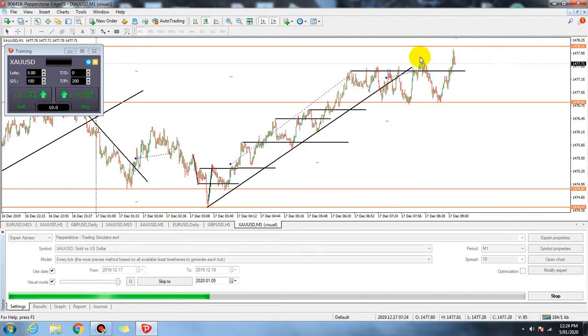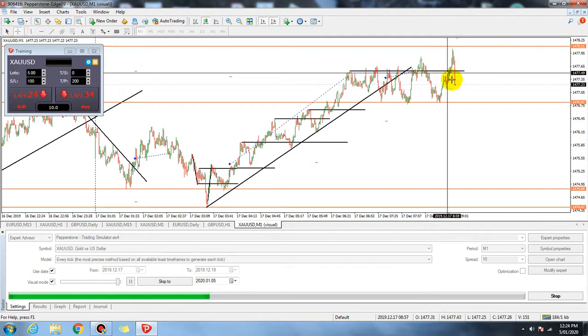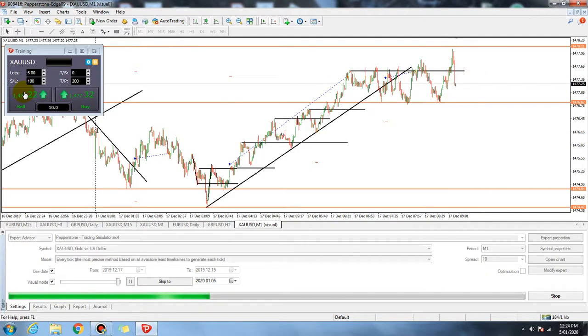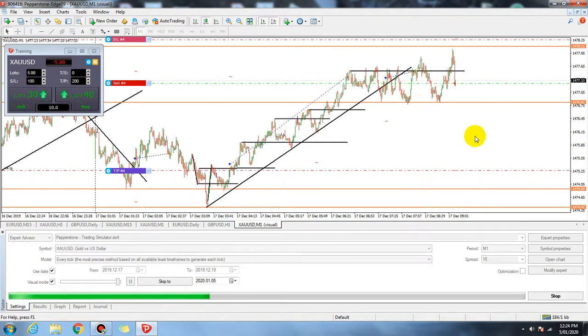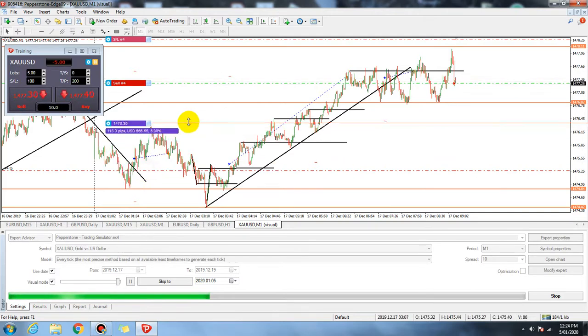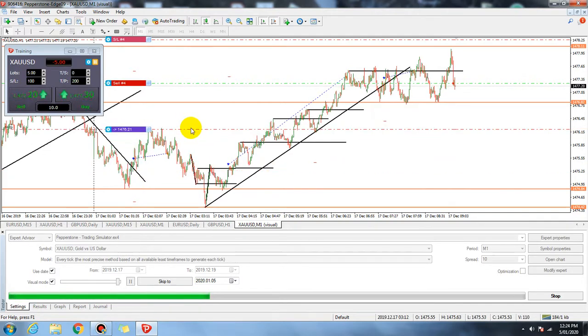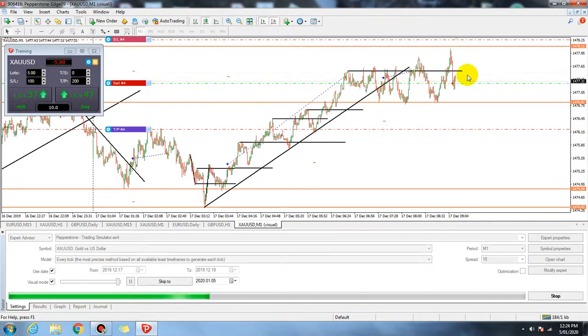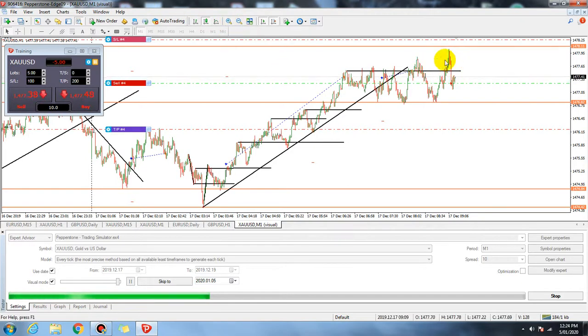Next resistance level from the previous day, just missed it. Starting to break down fairly aggressively here. Take a short here, I'd be inclined to want to pull it. If we get down to here, I think it's only about a 1-to-1, 10 pips. Yeah, it's about a 1-to-1. It's an aggressive breakdown there.